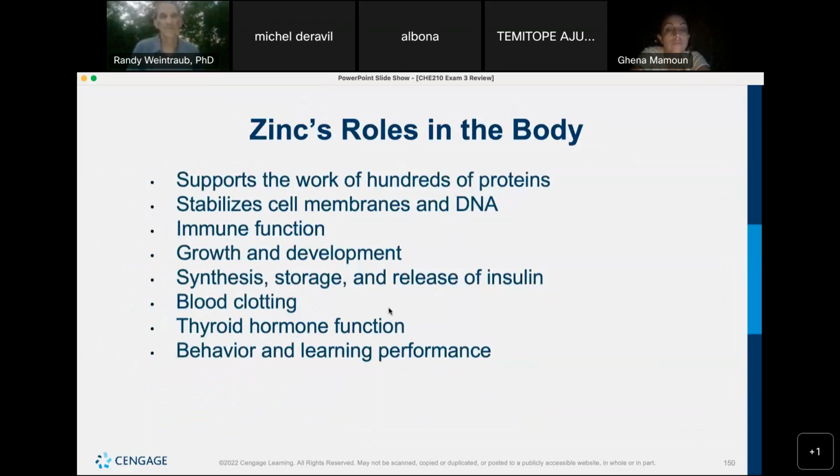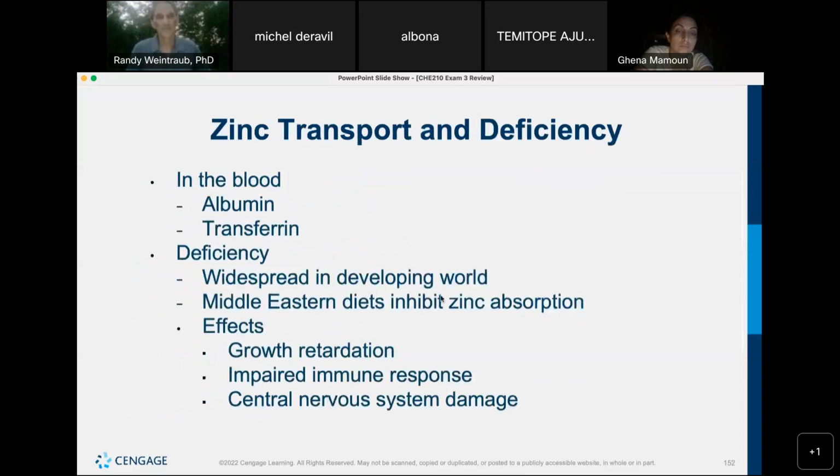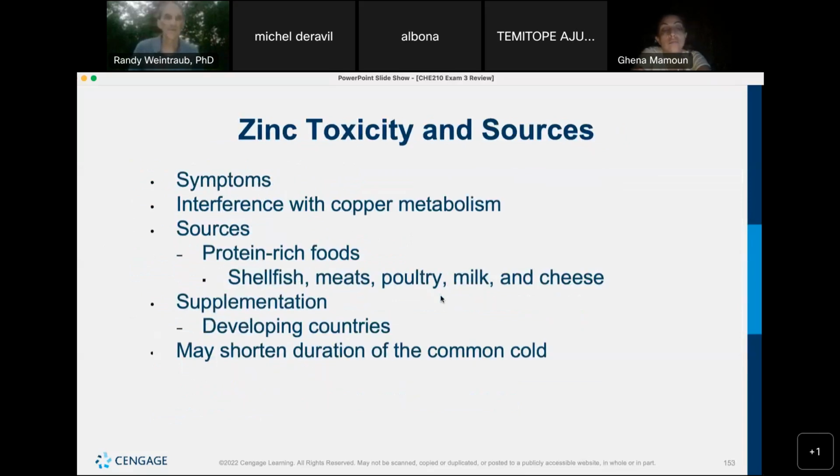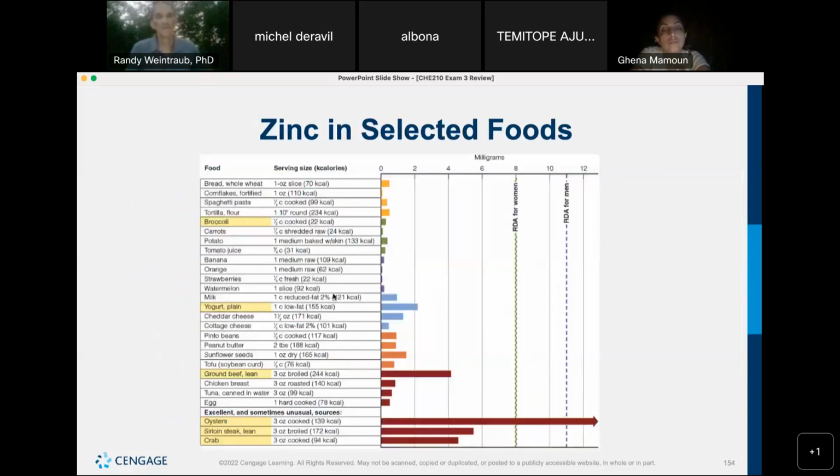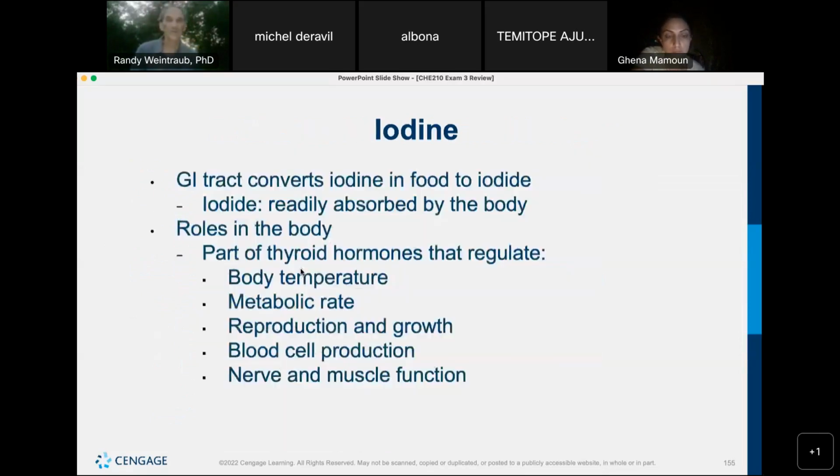Zinc. Zinc has some roles with DNA. Zinc is important. So where do we get that? Seafood is a good source of it, and some meat. Just a well-balanced diet, we usually get enough zinc.